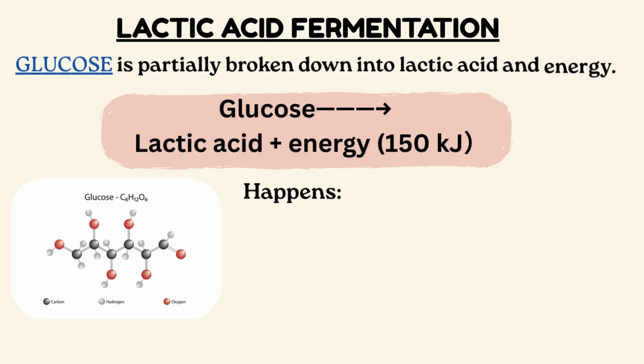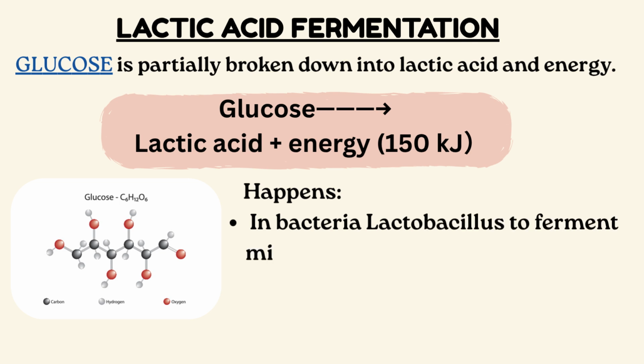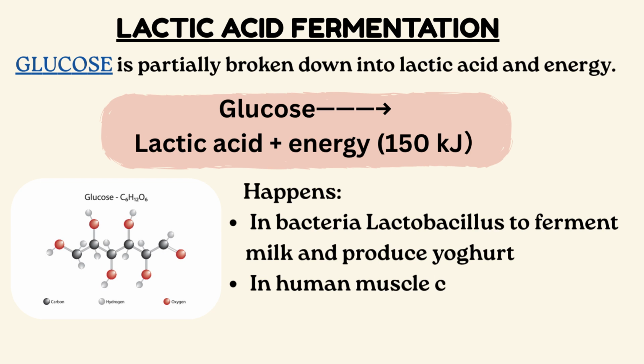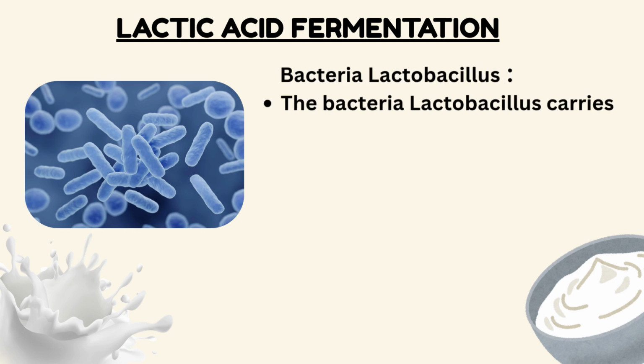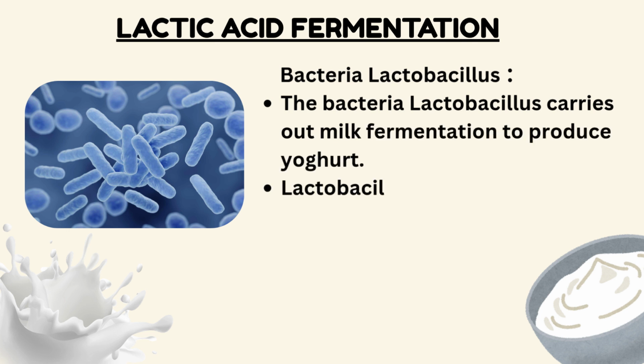Next is lactic acid fermentation. Glucose is partially broken down into lactic acid and energy. It happens in the bacteria lactobacillus to ferment milk and produce yogurt, and in human muscle cells during vigorous activity. The bacteria lactobacillus carries out milk fermentation to produce yogurt.